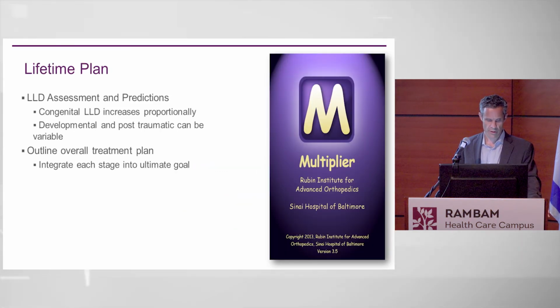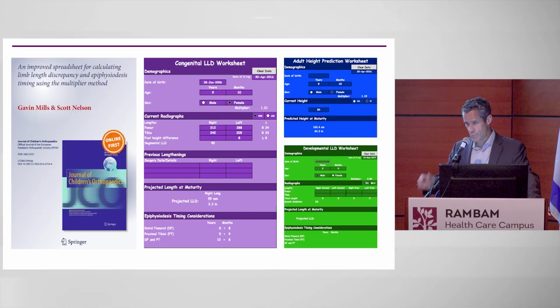So you already heard this talk about using the multiplier method for a lifetime plan. Really well done and important. And this morning I mentioned that we developed this app that we have on our workstations in our clinic. And it basically does the same thing that the multiplier app does, and I have the multiplier app. I use it commonly. But this spreadsheet does have just a couple advantages that I want to point out.